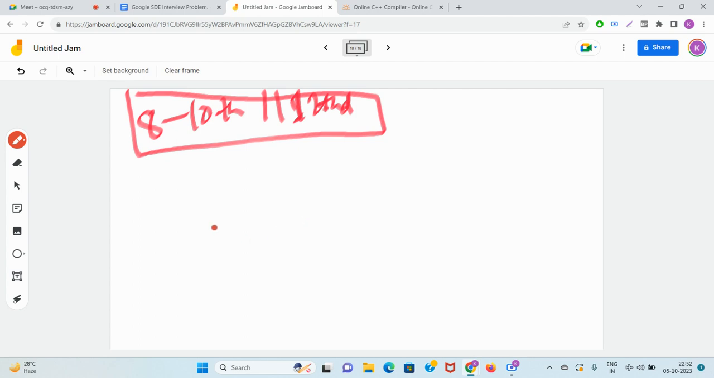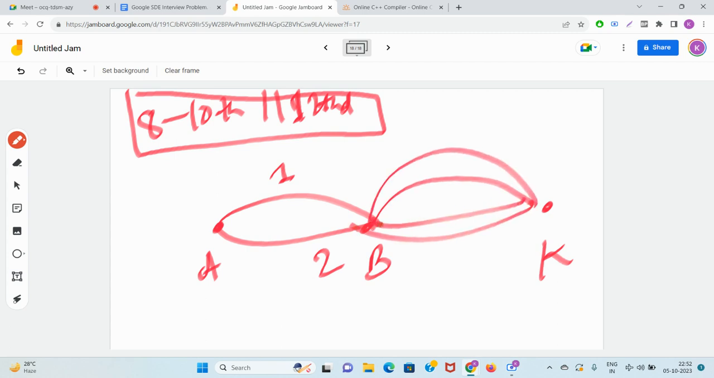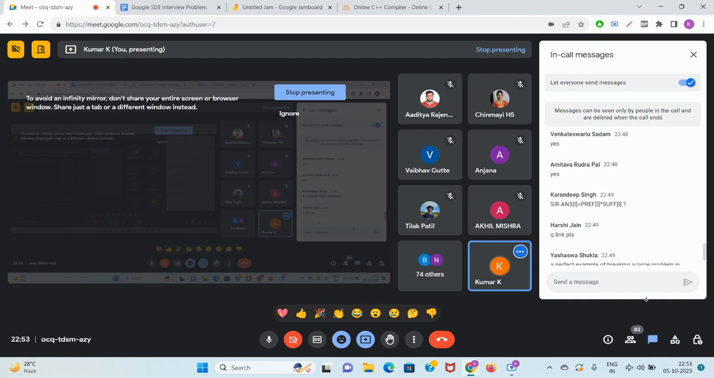Okay, for example, let's say you are at stop A, stop B, stop K. You want to reach from A to B. There is path 1 here, path 2 here, and there are 4 paths here or 5 paths here. 1 2 3 4 5. Anuj and Akhil, tell me how many ways are there to reach from A to K? Be quick. How many ways are there to reach from A to K?